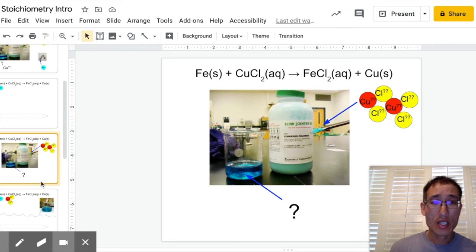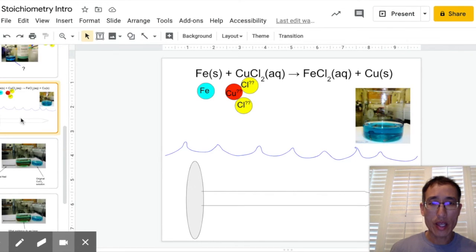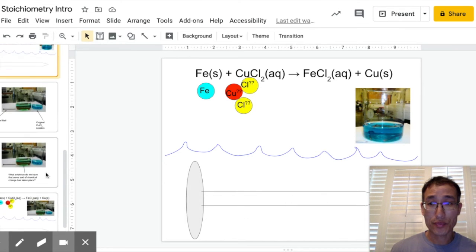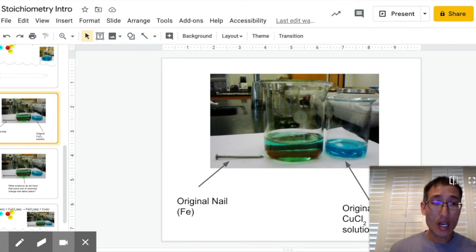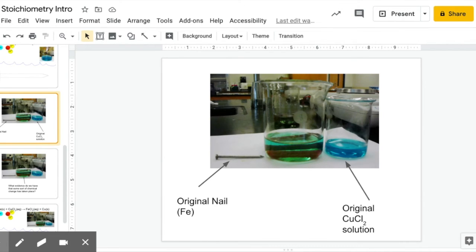Same thing with the copper chloride. In this solution, how do you think the copper and chloride ions are? Are they going to be stuck together? Are they going to be apart? Are they something else? Talk about what you think is happening here. And then when I put the nail in, before any reaction takes place, hypothetically, what do the atoms look like? Where are the atoms in this iron nail and copper solution? And then we're going to start looking at what's going on afterwards.